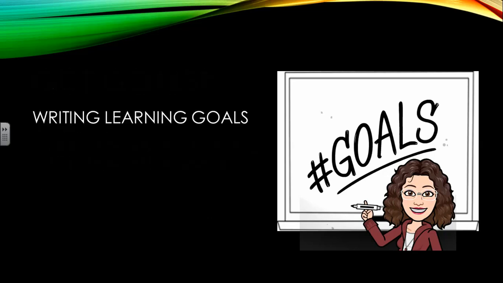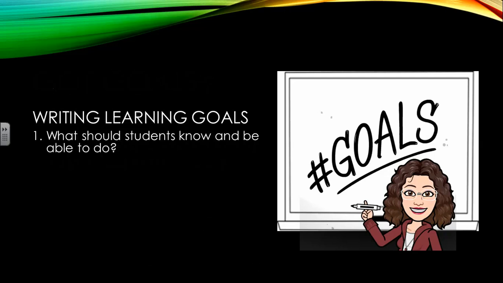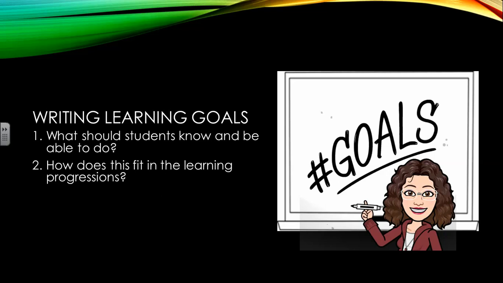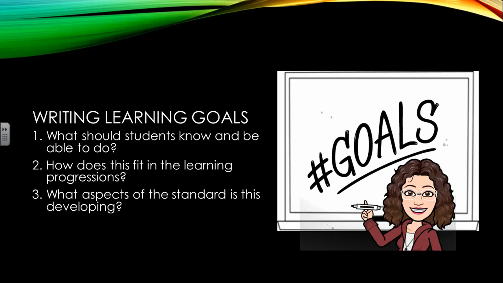So when writing learning goals, keep the following questions in mind. What should students know and be able to do? How does this fit in the learning progression? What aspects of the standard is this developing? And how will students demonstrate the learning?